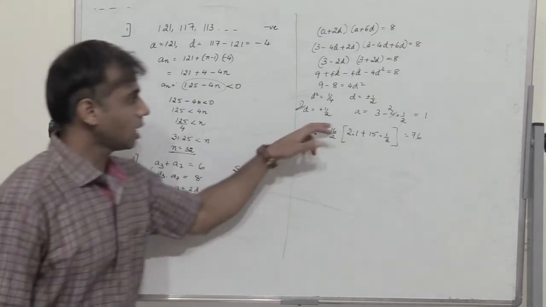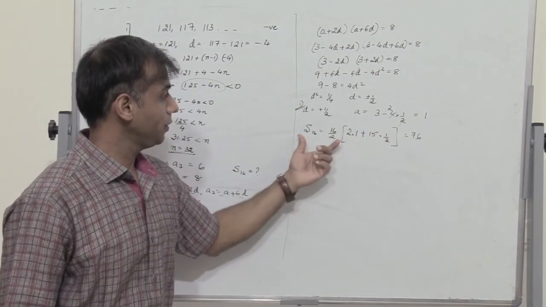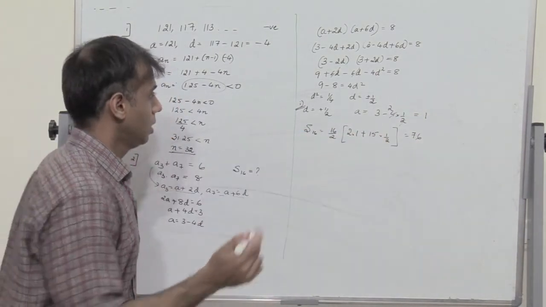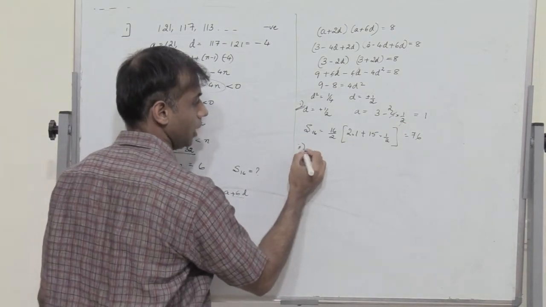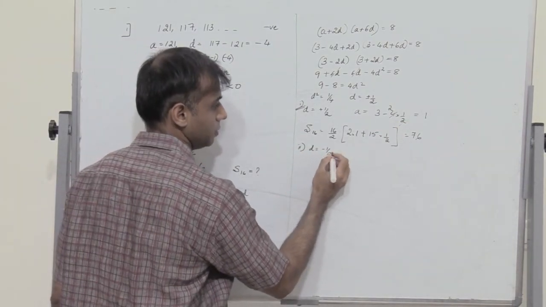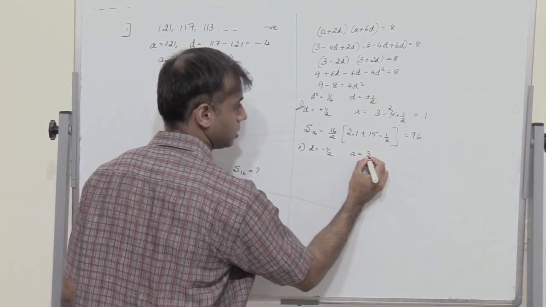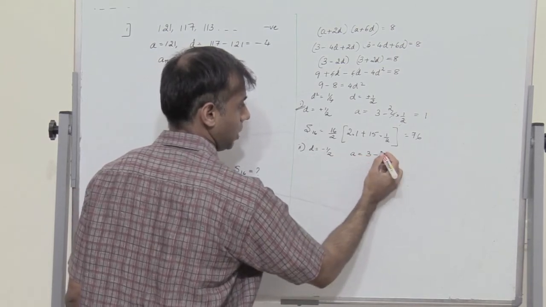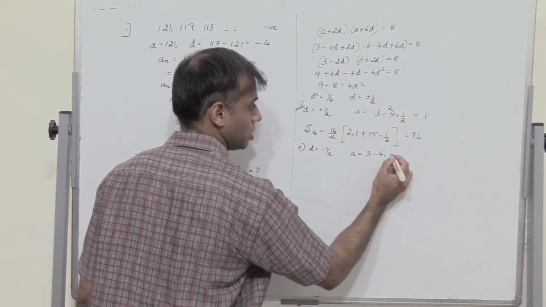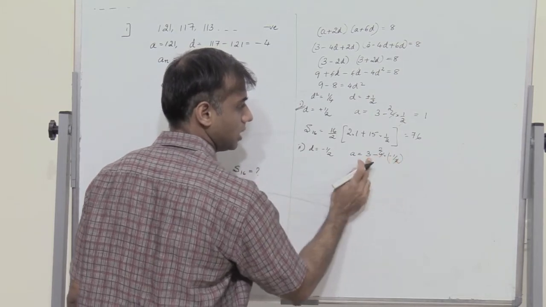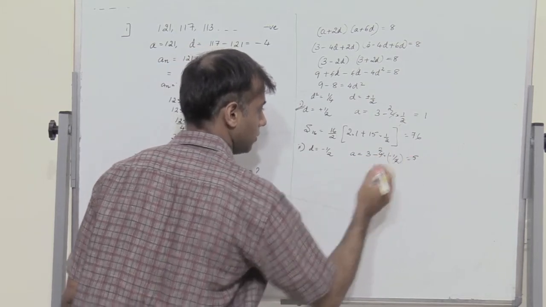So if d is half, a is 1, and then the value of S16 is 76. Now we have another case where d equals minus half. In that case, a would be 3 minus 4 into minus 1 by 2. So that gives me 3 plus 2, which is 5.